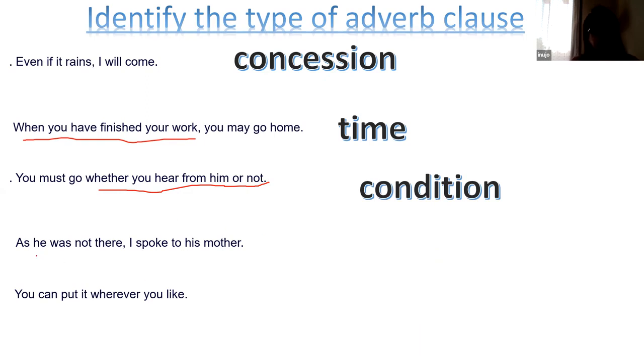Next one, as he was not there, I spoke to his mother. As he was not there is your adverb clause. So I spoke to his mother. Why? Because he was not there, or as he was not there. And this is adverb clause of reason.